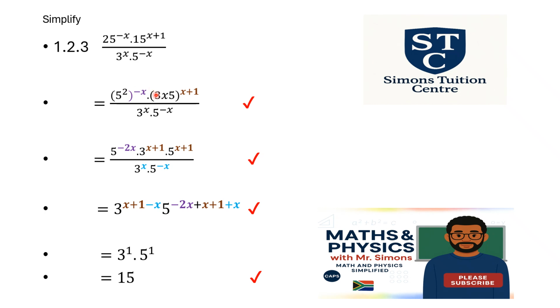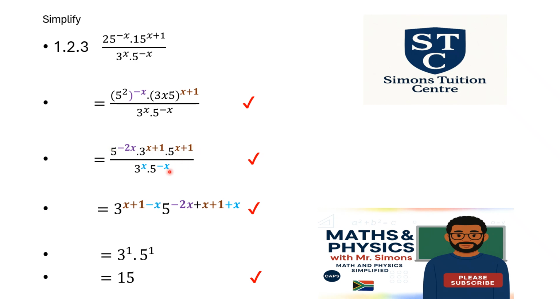So 2 times negative x gives me negative 2x. Then remember, everything in the bracket must be multiplied with everything outside the bracket. So that would be 3 to the power x plus 1. That would be 5 to the power x plus 1. The bottom I have 3 to the x and 5 to the negative x. Now my bases are the same, I have 3 to the x plus 1 and I have 3 to the power x. Everything on top, the exponents stay as they appear.